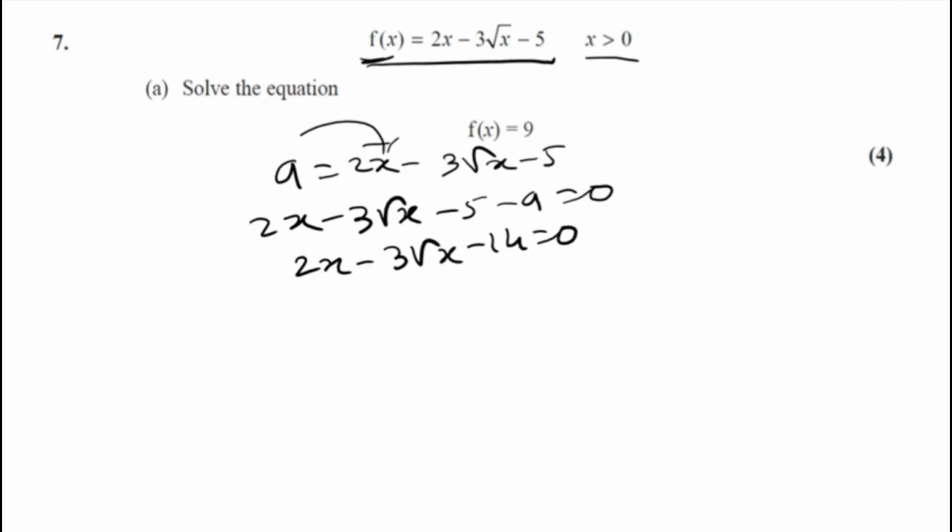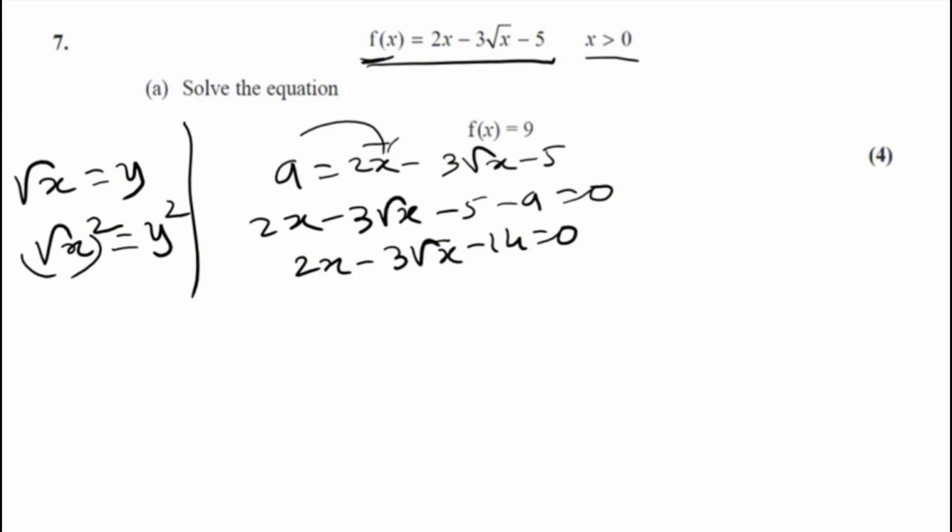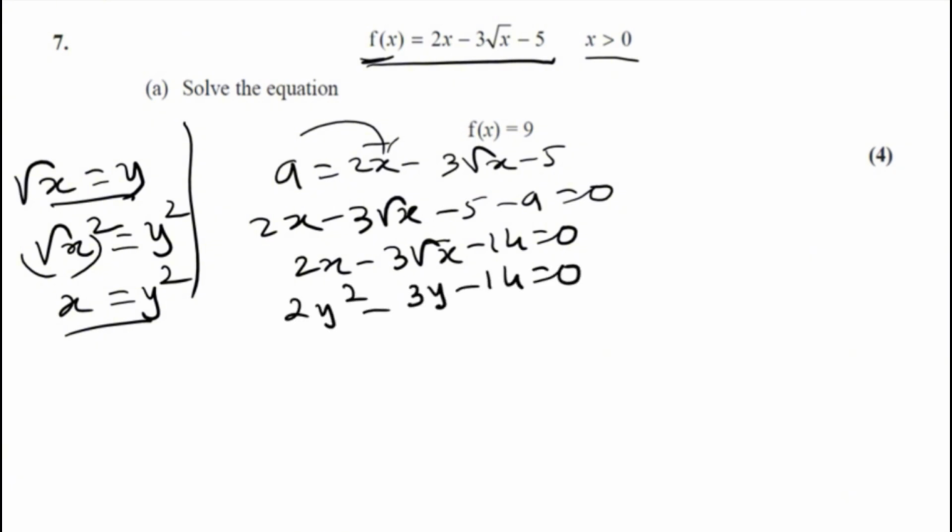Now here we don't have a quadratic equation. So how can we factorize this? For this we know root x is there. So if I assume root x is equal to y, then root x squared is equal to y squared. So that means x is equal to y squared. So I can substitute these two things in this equation. So 2y squared minus 3y minus 14 is equal to 0. Now it's easy to factorize.